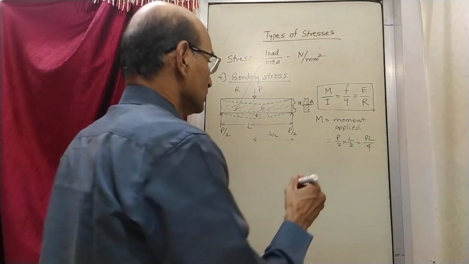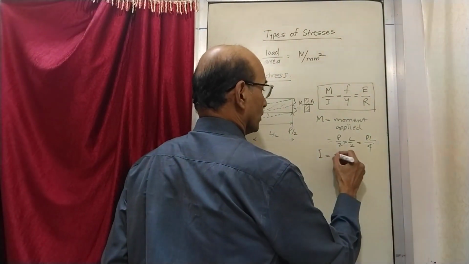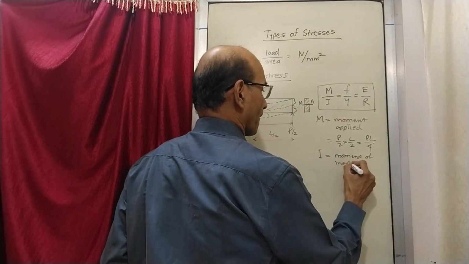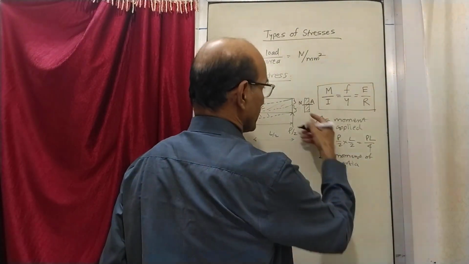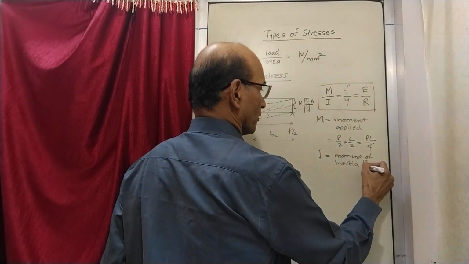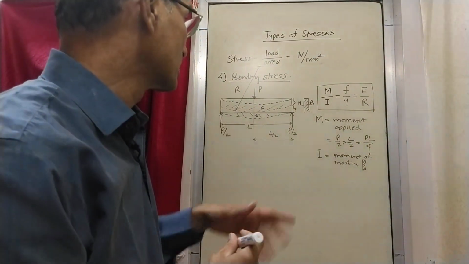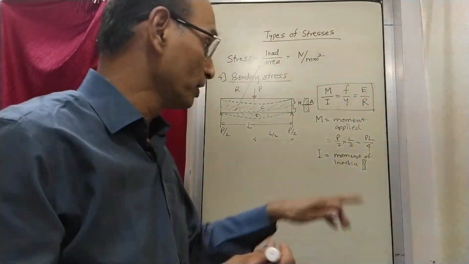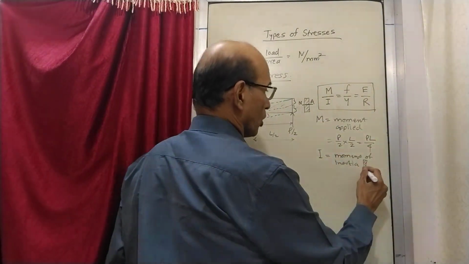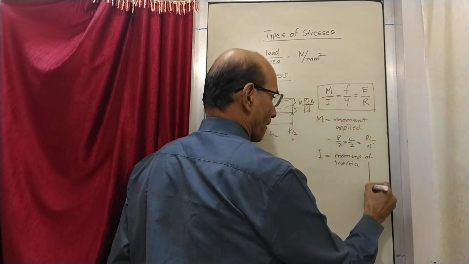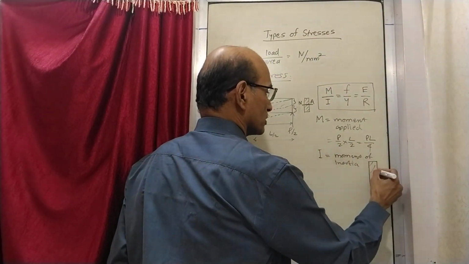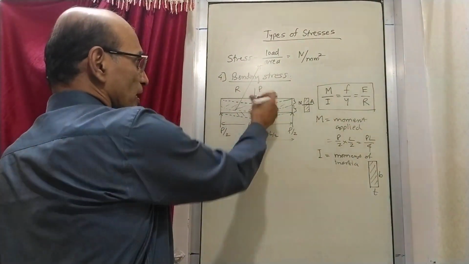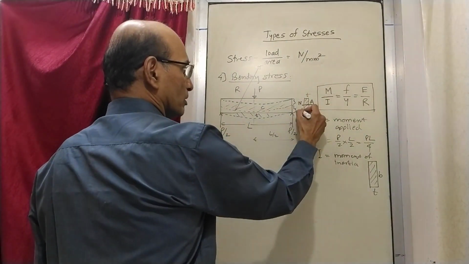I is a term called moment of inertia, the moment of inertia of this section. The section is like this, and it has its own moment of inertia. What is the moment of inertia for this section? Maybe I'll draw it slightly larger. This is the section. It has a thickness T and breadth B.